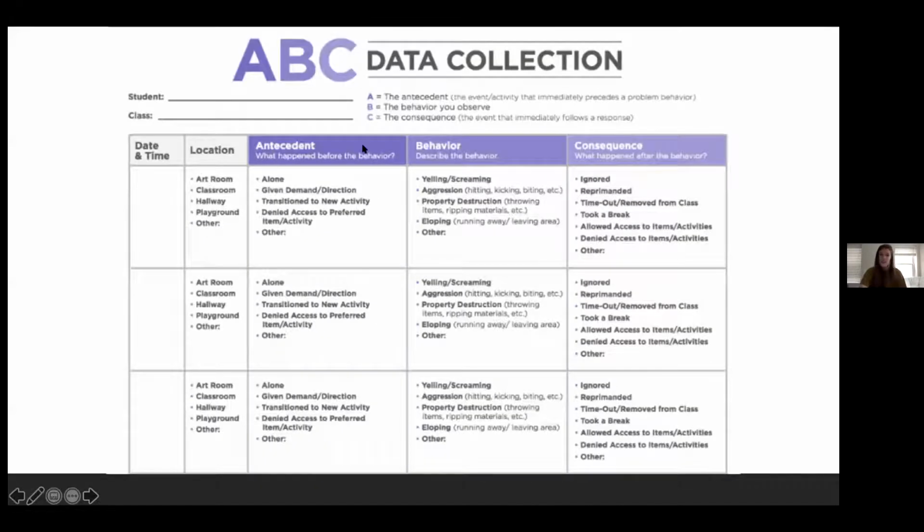This is just an example of an ABC data collection. So like I said before, we're looking at different antecedents. So was he alone? Was he just given a demand? So I told him to pick up his toys, or I placed a worksheet in front of him. What behavior happened of the ones that we're looking at? And then again, the consequences. Was he ignored? Did he get the worksheet removed from him? Did he receive attention for that? So this, again, helps us look for common themes that are happening within our environment to determine the function.